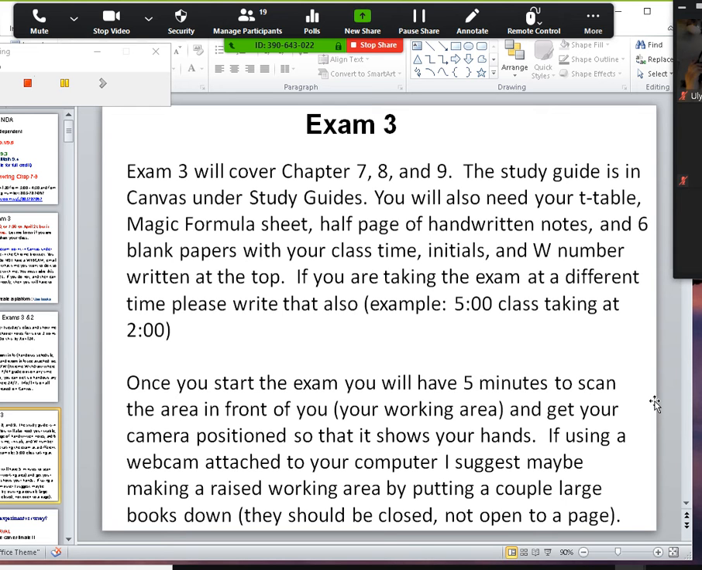You're going to need 6 blank papers, because on the first sheet I'm going to want just problem number 1. On the second sheet, I'm going to want problems 2 and 3. On the third sheet, maybe just problem 4. And then on the next page I want problems 5 and 6. Then the next page is 7 by itself, and the last page is 8 by itself, the extra credit or something like that. On the top, you can just write in your class time, 5 o'clock, your initials, and your W number. Everybody good with that part? So you need to make sure you bring that as well as your TI calculator.